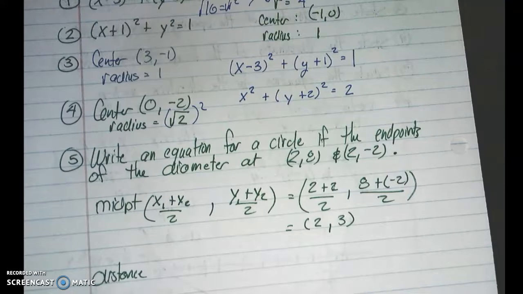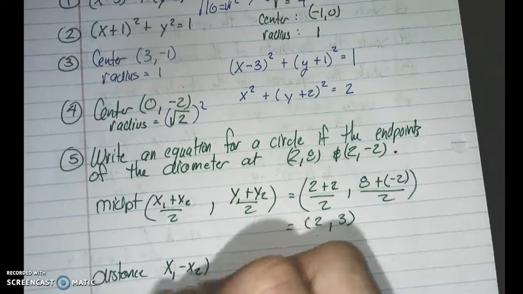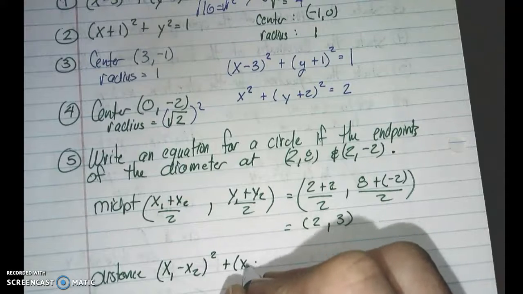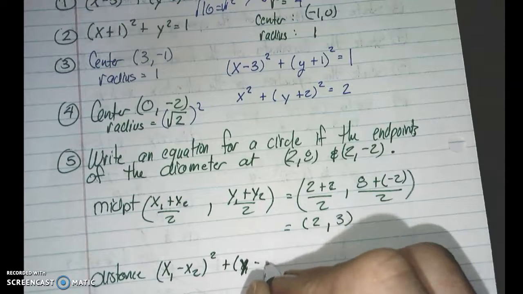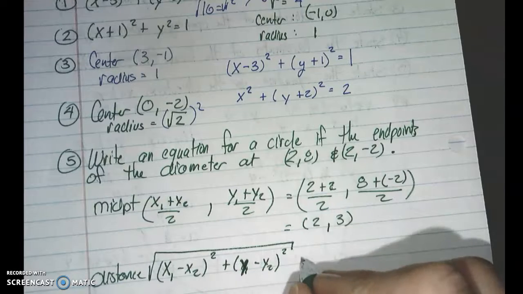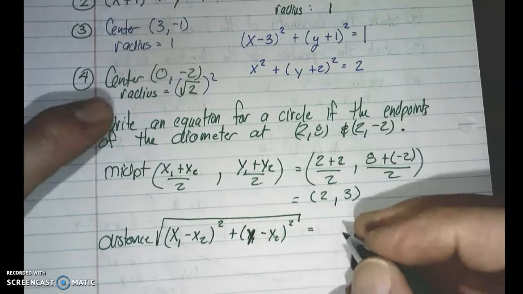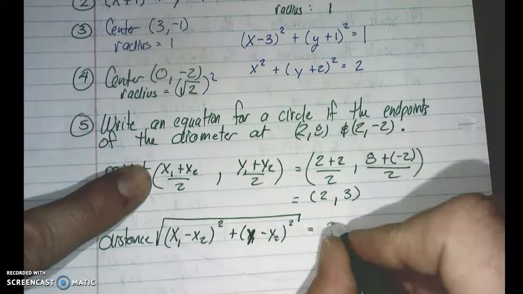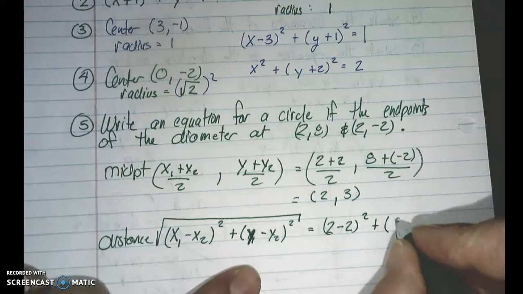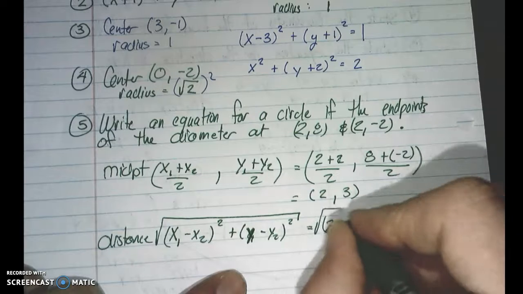All right. Now the distance formula says to take x1 minus x2, square that, plus y1 minus y2, square that, and then take the square root of that. Okay? So I'm just going to go up here real quick. I'm going to go 2 minus 2, square that, plus 8 minus -2. We're going to square that, and I'm going to take the square root of everything.